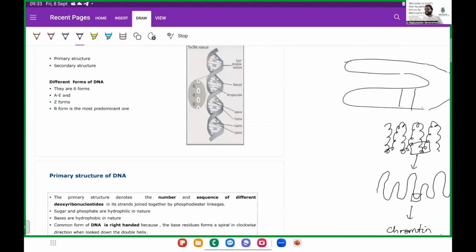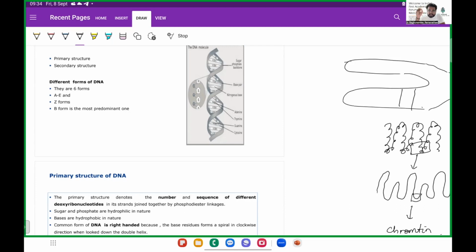To understand the basic structure of DNA, you first have to know who gave the double helical structure. The terminology of why we call it a double helical, right-handed helix: the person who named it was Watson and Crick, because they are the ones who demonstrated the three-dimensional structure of DNA. That is the reason they got the Nobel Prize.